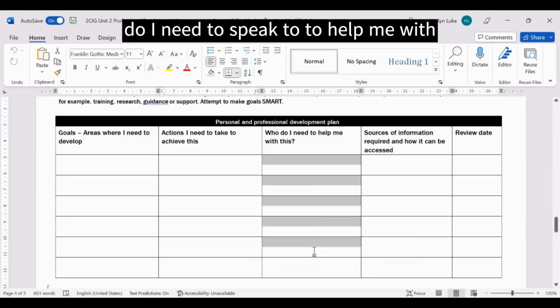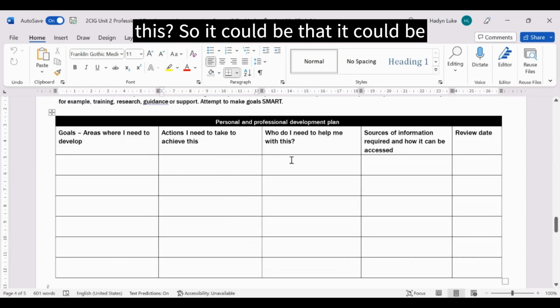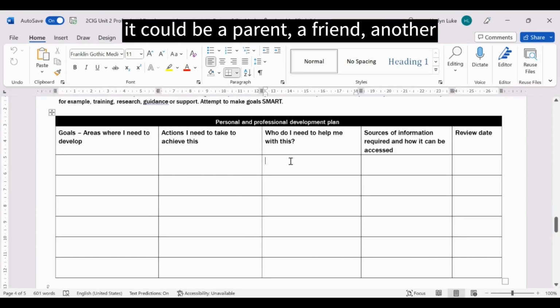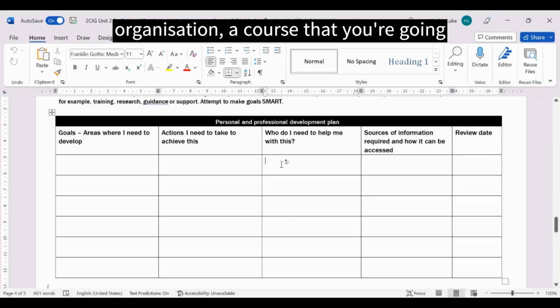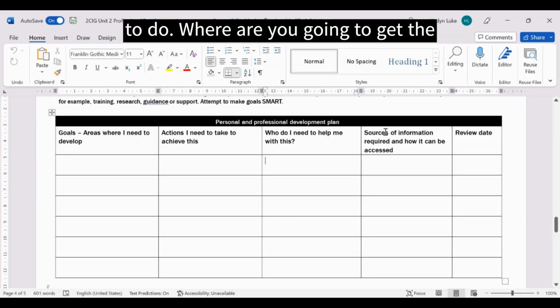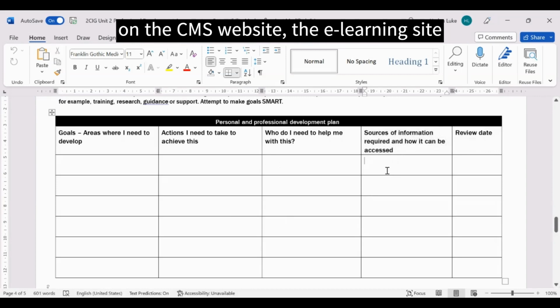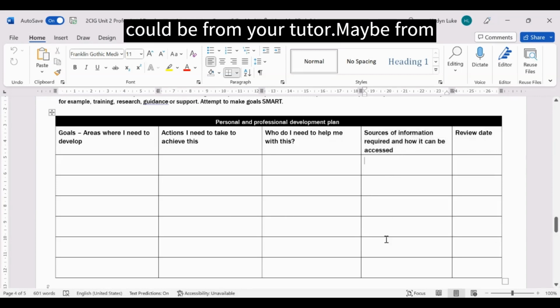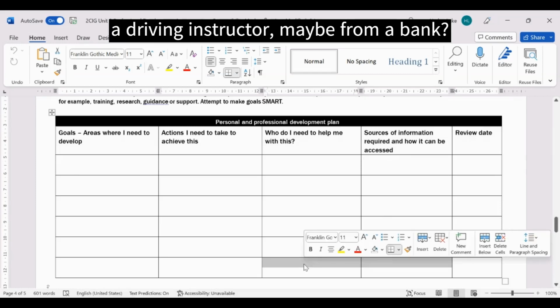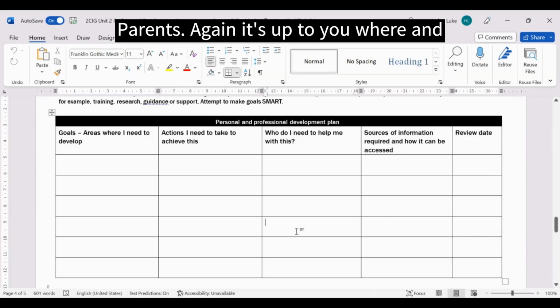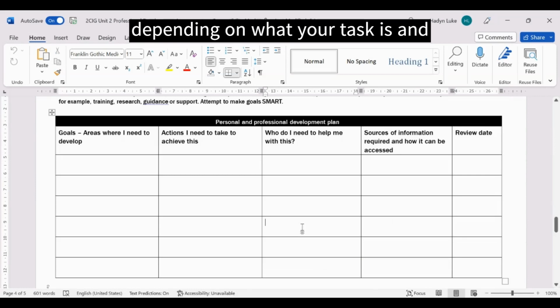Who do I need to help me with this? So it could be your tutor, it could be somebody else, it could be a parent, a friend, another organization, a course that you're going to do. Where are you going to get the information from? So again, it could be on the CMS website, the e-learning site, could be from your tutor, maybe from a driving instructor, maybe from a bank, parents. Again, it's up to you, depending on what your task is.